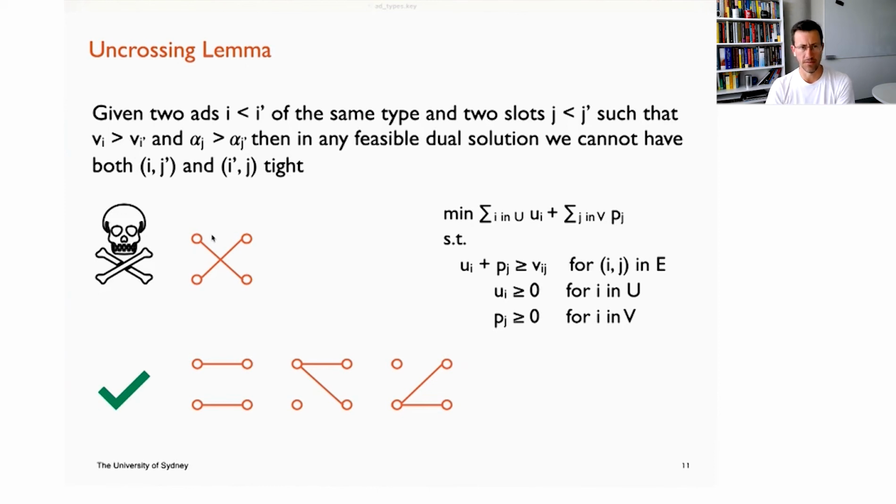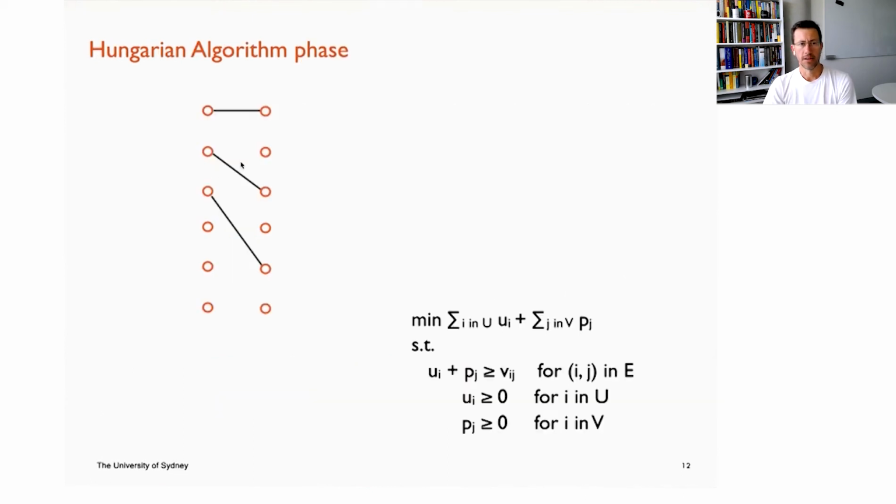And the argument for this is not very difficult. It follows from the fact that the discount factors are done in this way, that the weight is essentially the multiplication of these two values. All right, so how can we use that? Well, in a phase of the Hungarian algorithm, we can ask the question, what are the edges that we need to keep track of? Remember, before we had to keep track of the slack of all the non-tight edges.